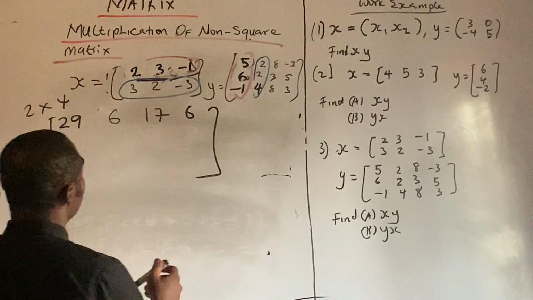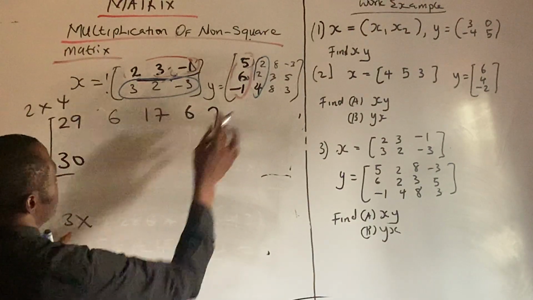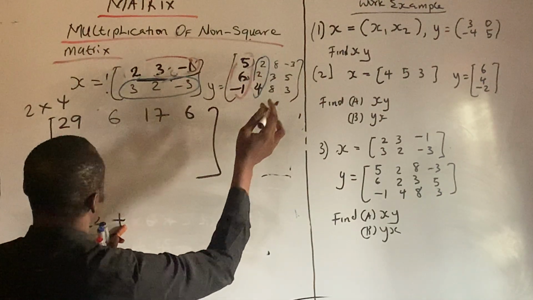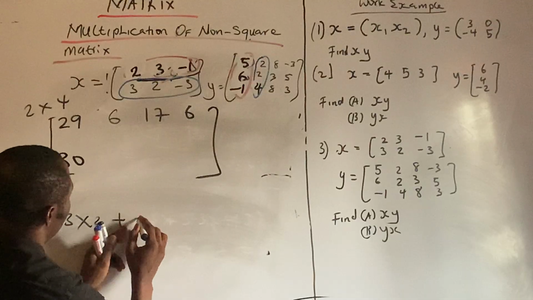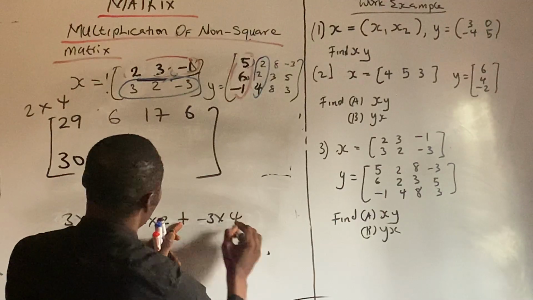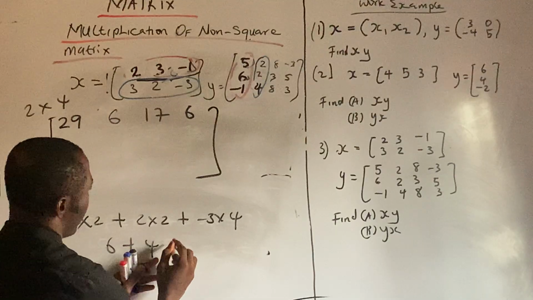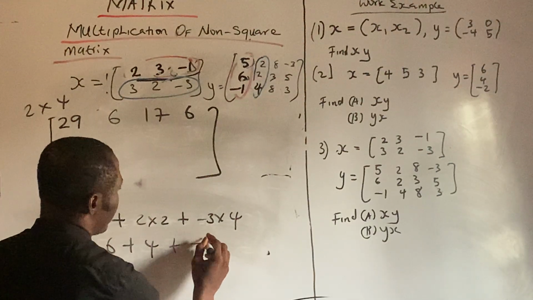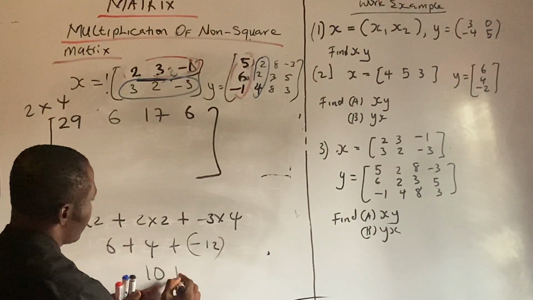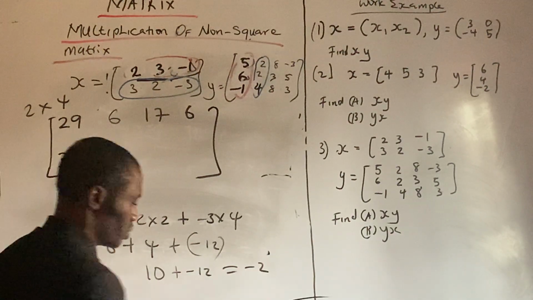Let's do another one. The next one is we take 3 times 2 over here, plus 2 times 2, plus minus 3 times 4. All right. This to this, 3 times 2 is 6. 2 times 2 is 4. And then this times this is minus 12. All right. So let's add them up together. This one will give you 10. And 10 plus minus 12 will give me minus 2. So over here, I have minus 2. All right, the next one.